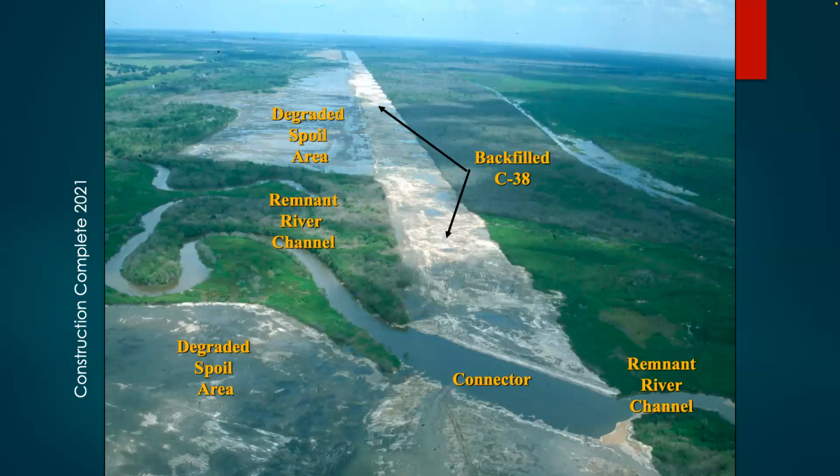So you can see here, I have pointed out there's the remnant channel. We call where the canal dissects the old river channel, we call those connectors, where they've left it open so it can connect across there. And then there's the spoil degrade areas where they just simply push the berm back into the canal.